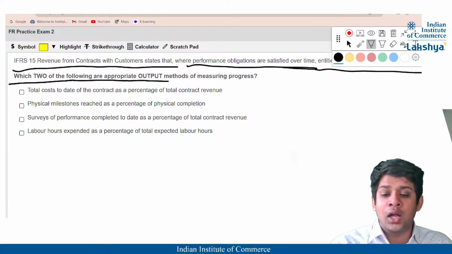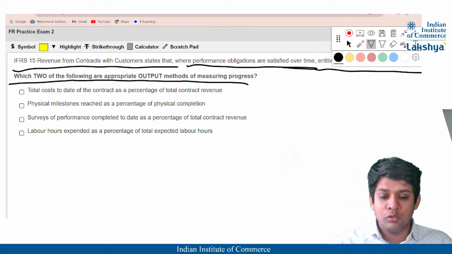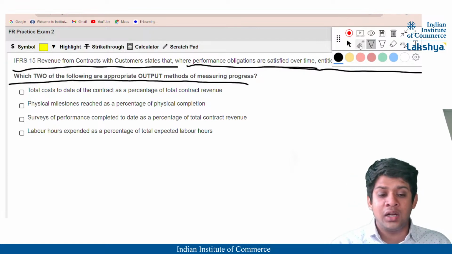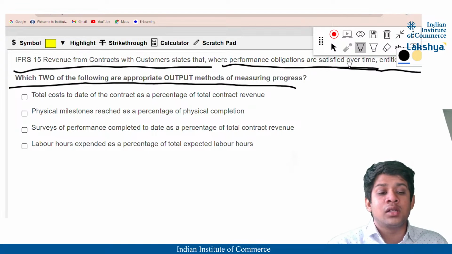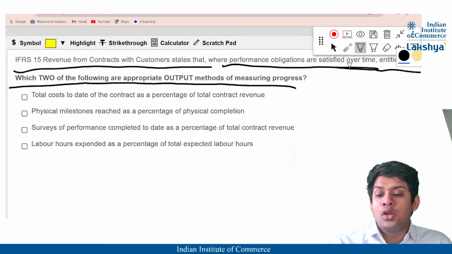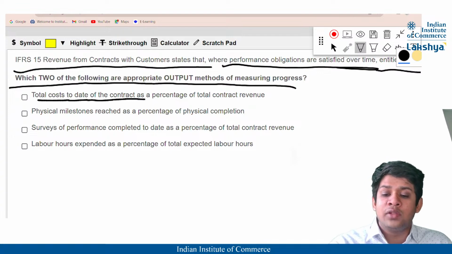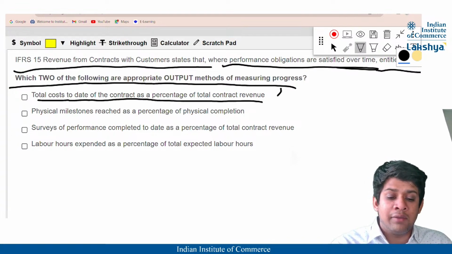Which two of the following are appropriate output methods of measuring progress? So, what do you consider from them as an appropriate output method? Output method is nothing but actually going out there and certifying the work, that 20% of the work is completed. So maybe you're hiring certain supervisors or someone to actually go to the project area and check how much is completed, and then he will accordingly certify the work.